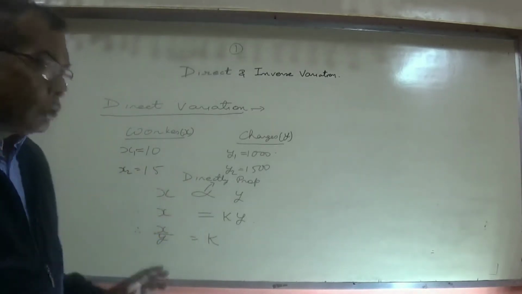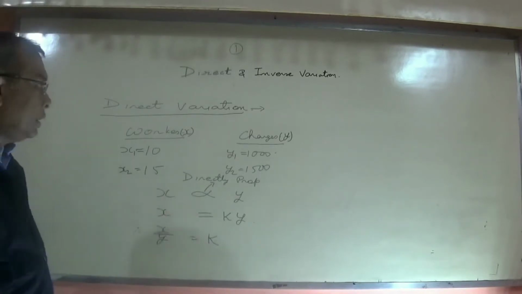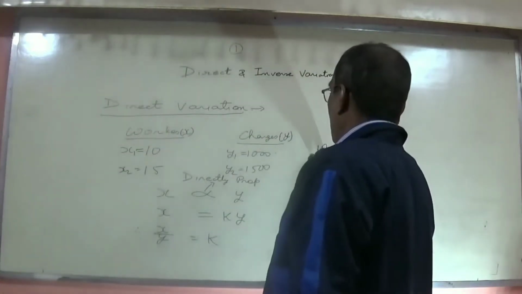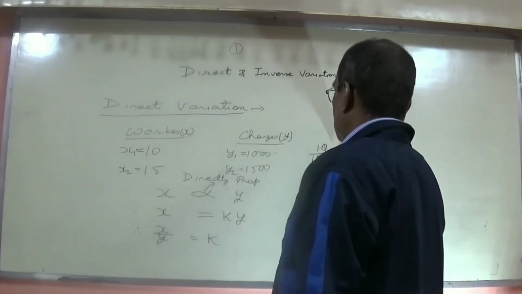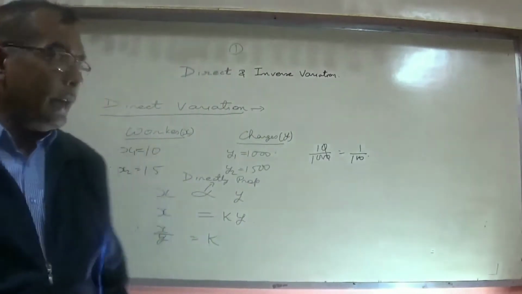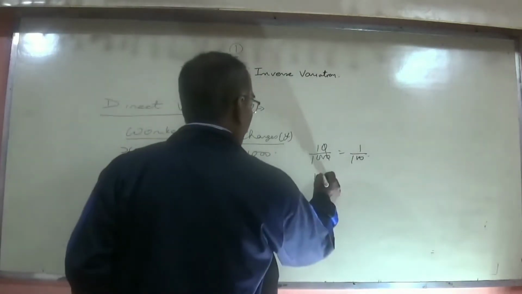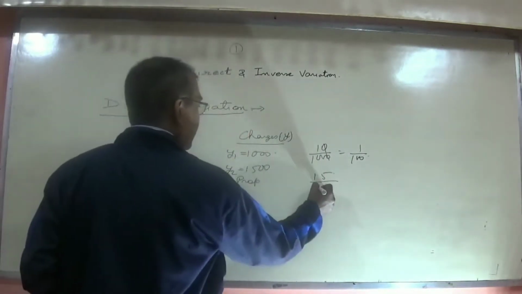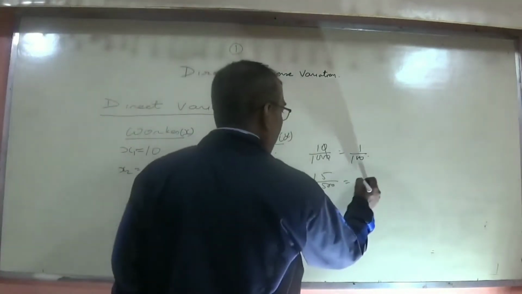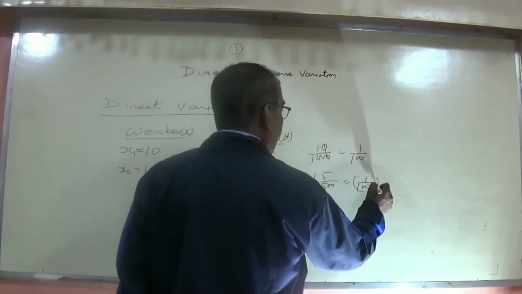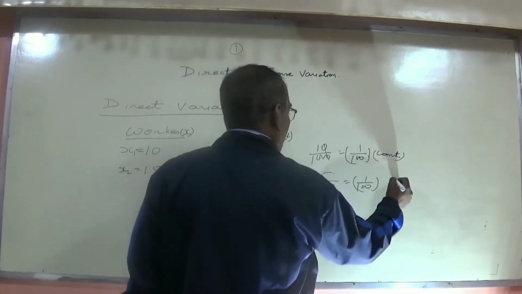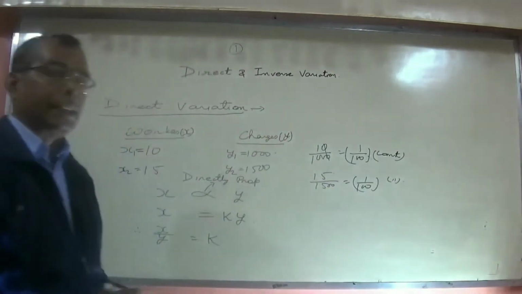Is it clear? Now the question is, what is this K? Now listen, the examples I have taken here. When X1 is 10 and Y1 is 1000, then how much is it coming? 1/100. When X2 is 15 and Y2 is 1500, then how much will come? It is 1/100. So I am finding that these things are constant. This is that K.